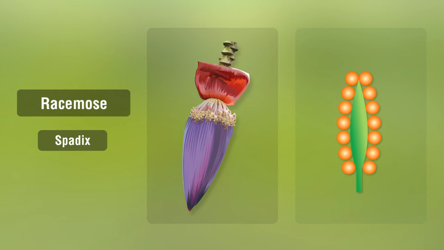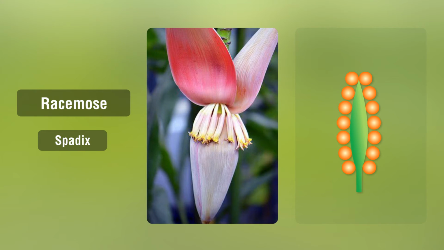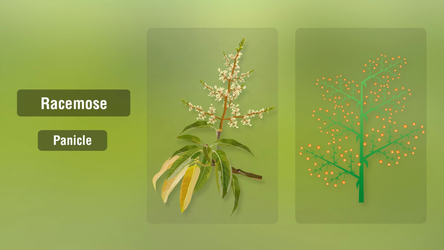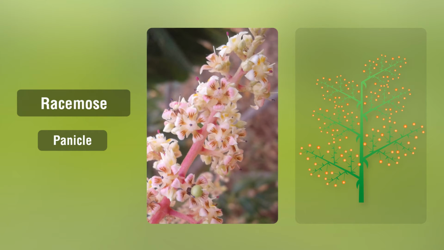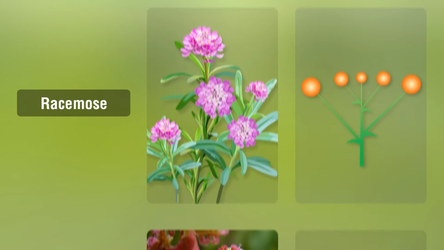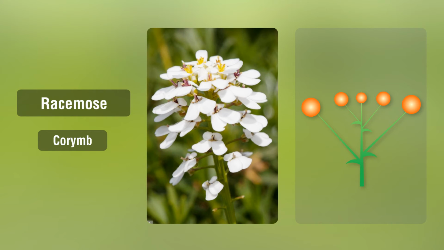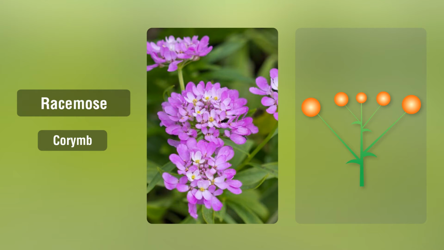It consists of a thickened, fleshy axis bearing clusters of sessile unisexual flowers, as in banana, and is called a spadix. If the main axis is branched, then the inflorescence is termed a panicle, as seen in mango. In corymb inflorescence, which is a shorter and broader raceme, the pedicel of lower flowers is longer than the upper ones, and all flowers reach the same level.